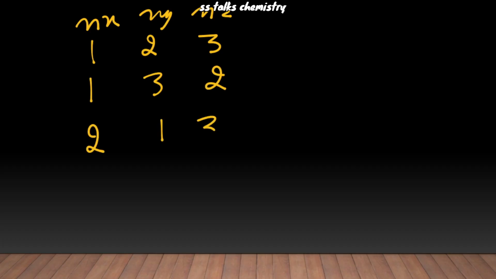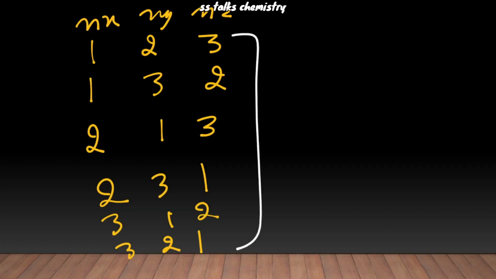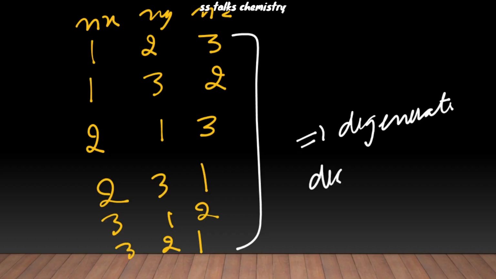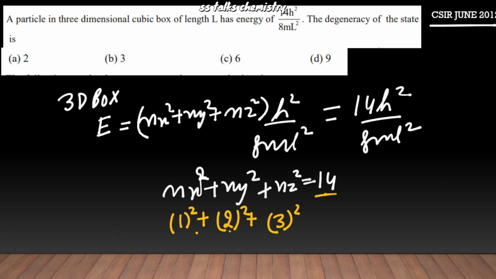Next 2, 1, 3 or 2, 3, 1. These also will have the same energy. Next 3, 1, 2 and 3, 2, 1. All of these levels are going to have the same energy value, which is 14 h square upon 8 mL square. So all these levels are called the degenerate energy levels, and the degeneracy value is 6, because these are the 6 levels which have the same energy. Right? So based upon this, the correct answer is option C.